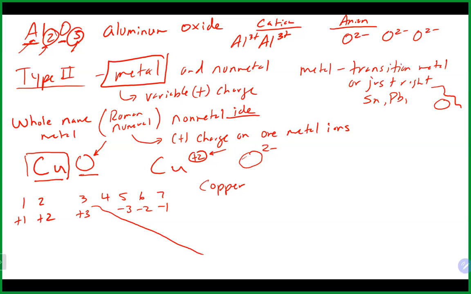So the charge on this guy is +2, which means the Roman numeral here should be 2. And again, that is for the actual charge that you see on it. And in this case, we would just use oxide like normal here. So that would be copper 2 oxide.